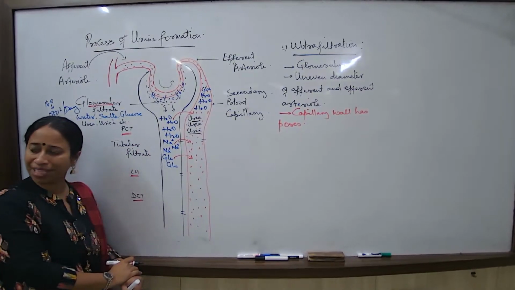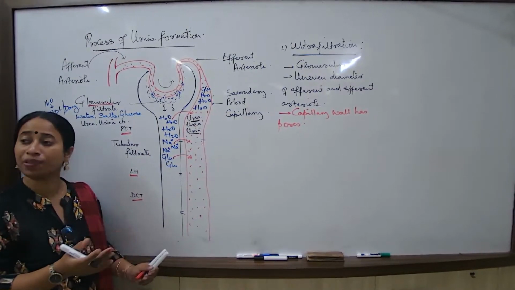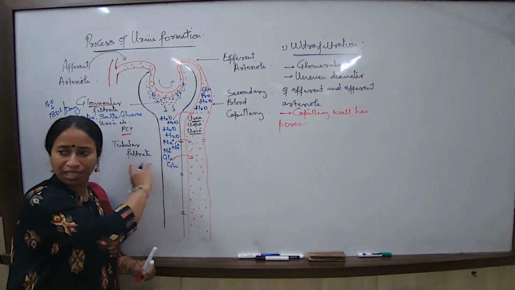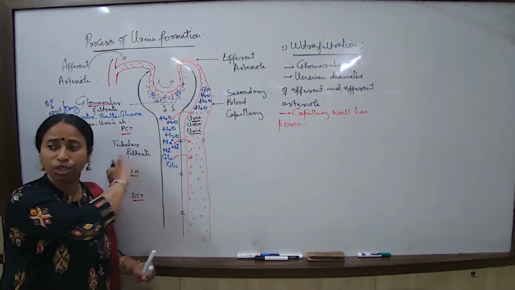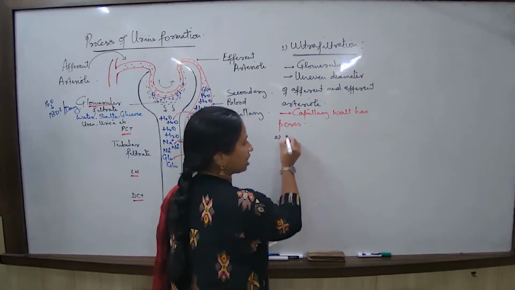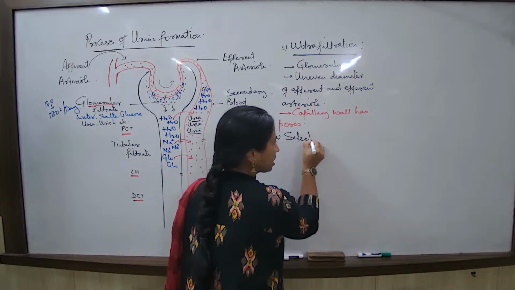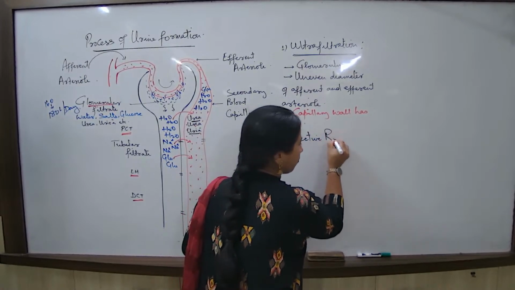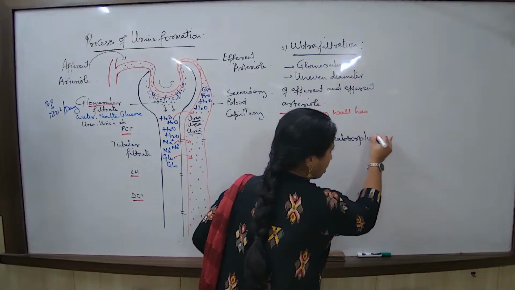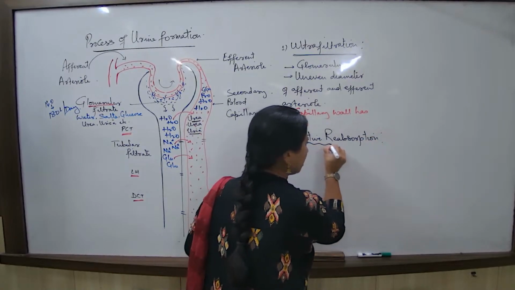So what did I tell you? What is happening majorly in the PCT? What is happening between the PCT and the nearby blood capillary? The diffusion of sodium and the glucose and a huge amount of water. So what is this second step known as? The second process is known as selective reabsorption.